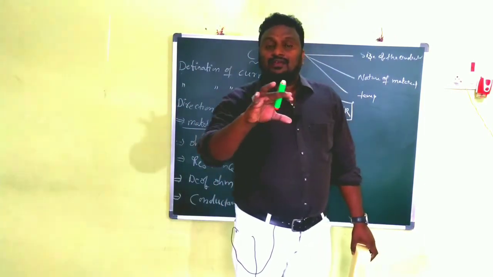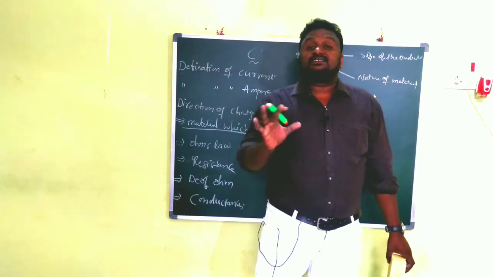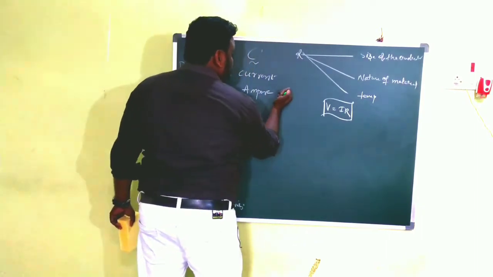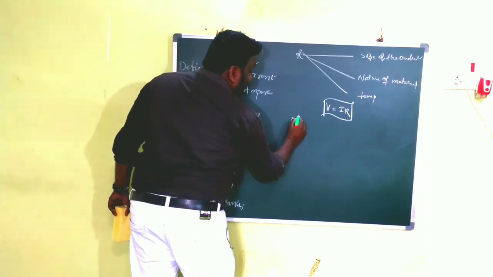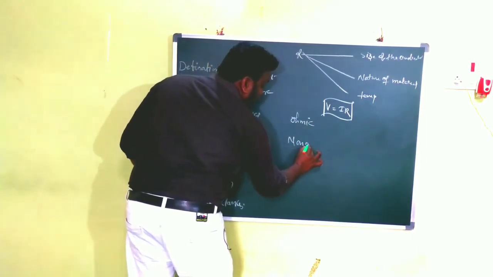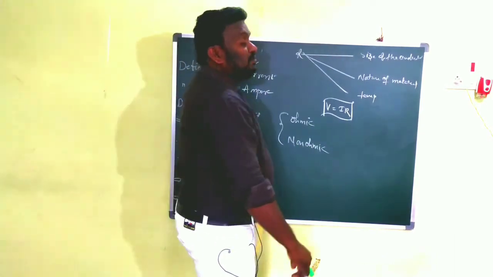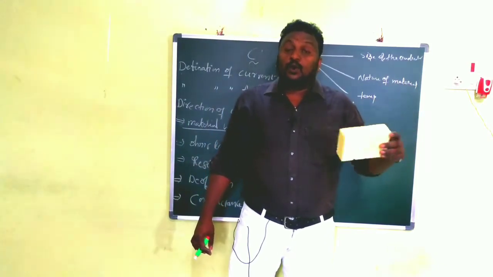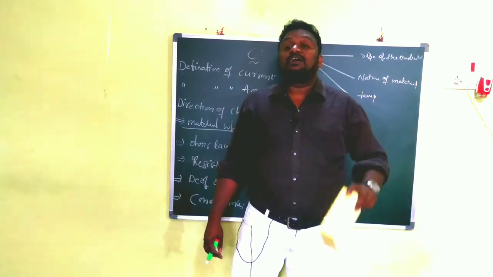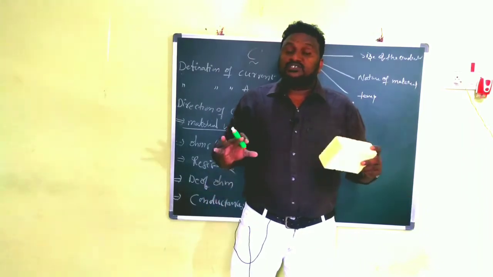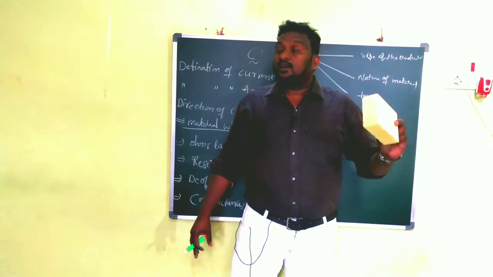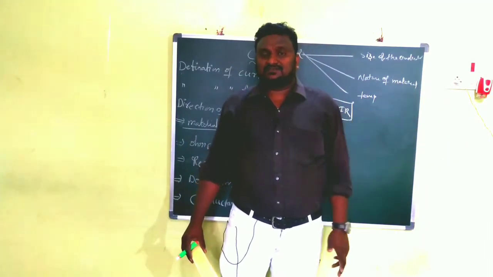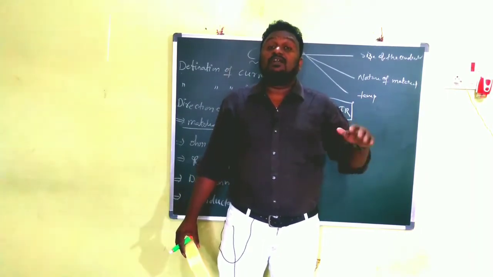And children, we already have definitions in 10th class also: ohmic conductors and non-ohmic conductors, or ohmic devices and non-ohmic devices. Ohmic conductors means the devices which obey Ohm's law, they are called ohmic devices or ohmic conductors, and the materials which do not obey Ohm's law are called non-ohmic devices.